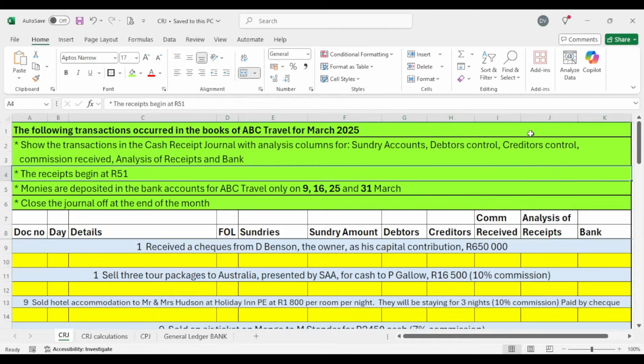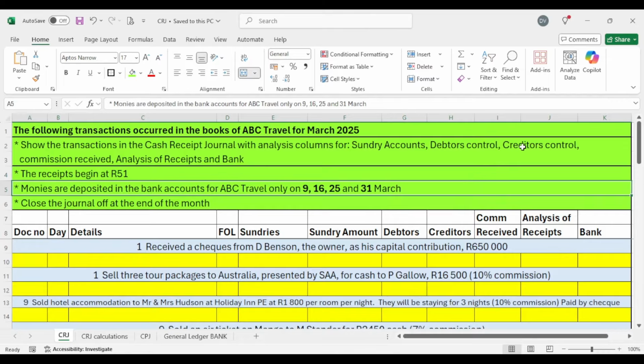Right. The receipts begin at R51. A lot of times they will give you a receipt number per transaction. Of course, you will then just use those receipt numbers. But in this case, and what they also like to do in the exam, is to just give you the first number. You then have to make sure that you insert the receipt numbers following on R51.